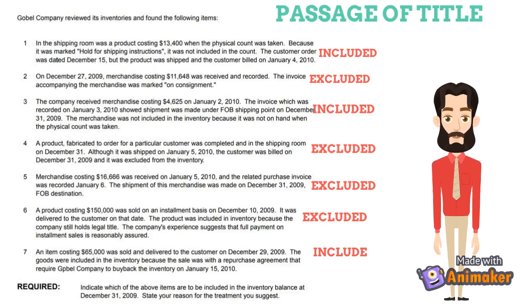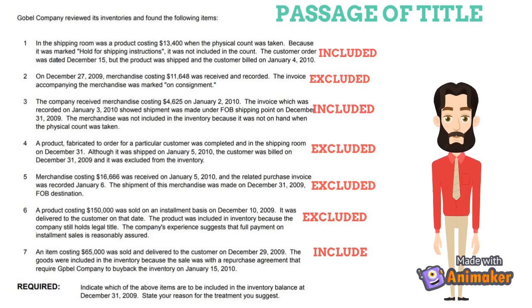5. Merchandise costing $16,666 was received on January 5, 2010, and the related purchase invoice was recorded January 6. The shipment of this merchandise was made on December 31, 2009, FOB destination. Excluded. The merchandise was purchased under FOB destination terms and was not received until January 5, 2010.